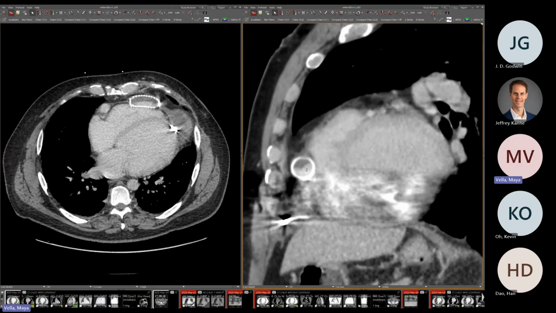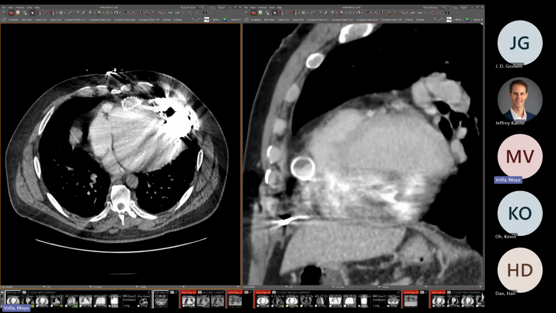Wow. So they have to remove it. I think that they went in and debrided a bunch of stuff. I don't know if they actually removed the entire device, but I think they went in and did a bunch of washouts for this patient.